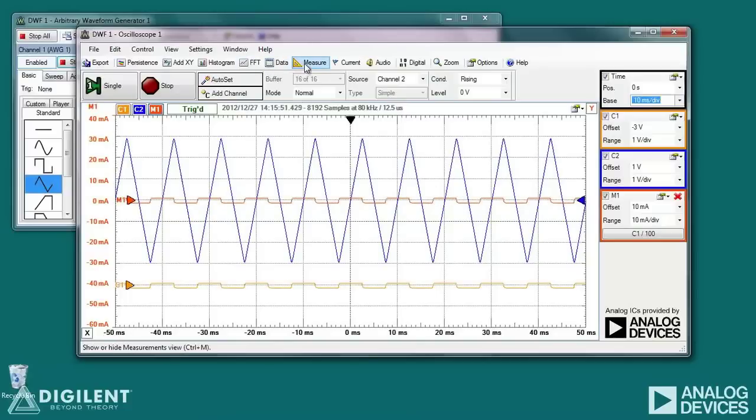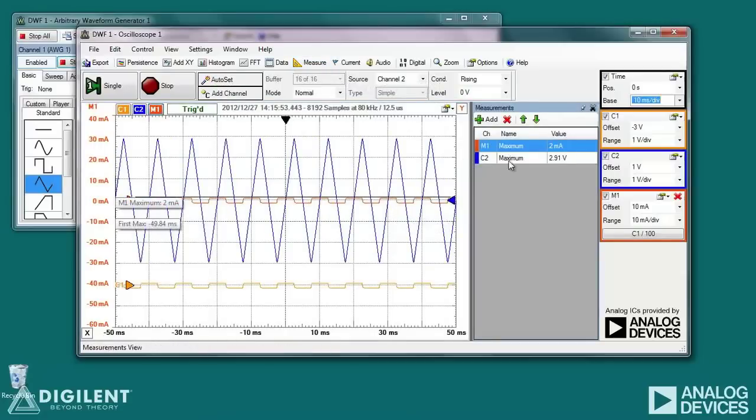If we wanted to measure these, we can click on the measure button. We can get a maximum value for each. The ratio of these should be as is shown on our previous slide.